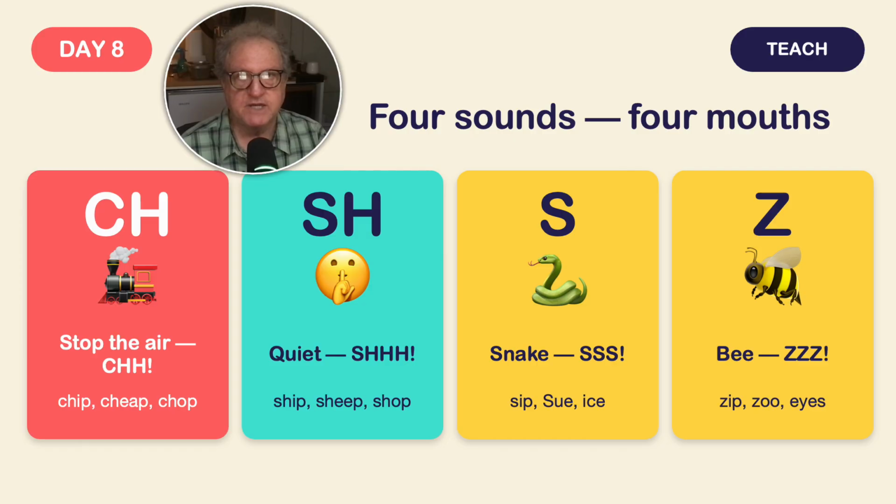And SH is quiet. It's very smooth, like shh. When you tell a child to be quiet, you might say shh, shh, shh. Make that sound, shh. So there are the words ship, sheep, and shop.